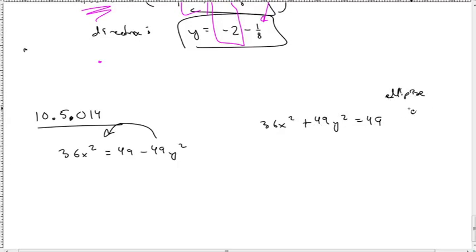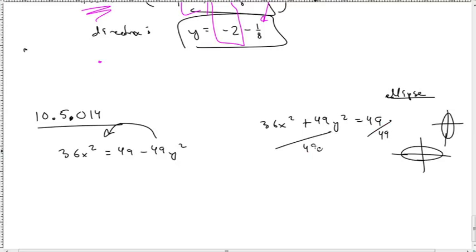Ellipse. I don't think I spelled it right. There you go, ellipse. Okay, so an ellipse, basically something kind of like this. Or it could technically be something like that. I don't know. So this is good. What we need to do, of course, is to get a 1 right here in order for this to make sense. So I'm going to divide both sides by the 49.